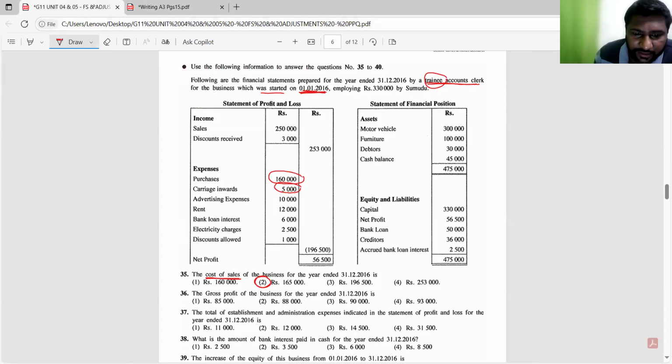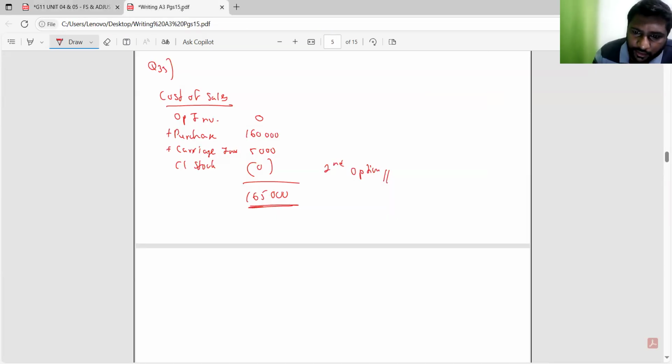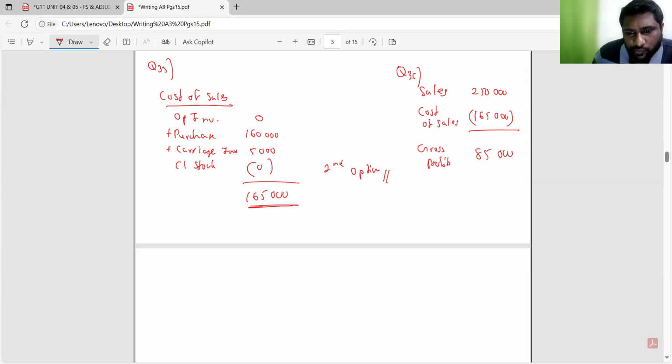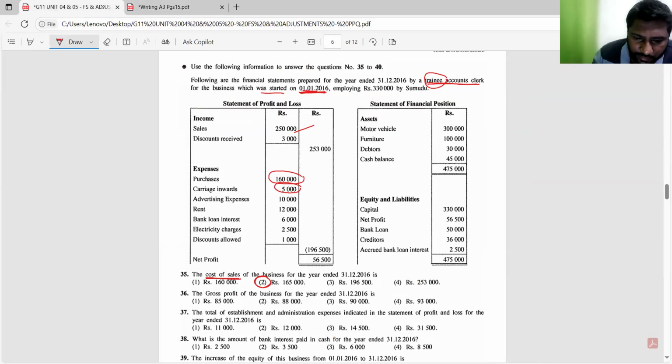Next, they're asking the gross profit. I'll do it here. Sales 250,000, cost of sales 165,000. Then gross profit is 85,000. Which option? It's there in the first option.